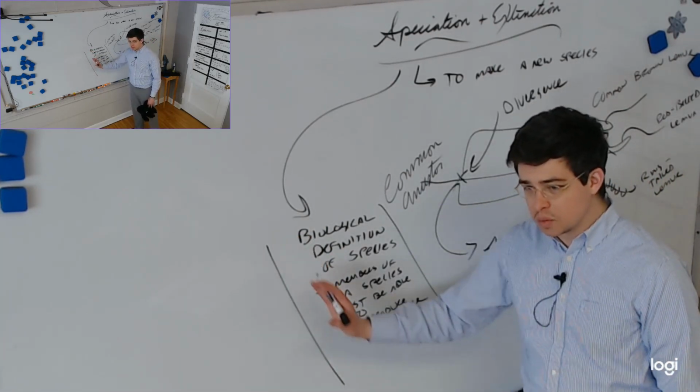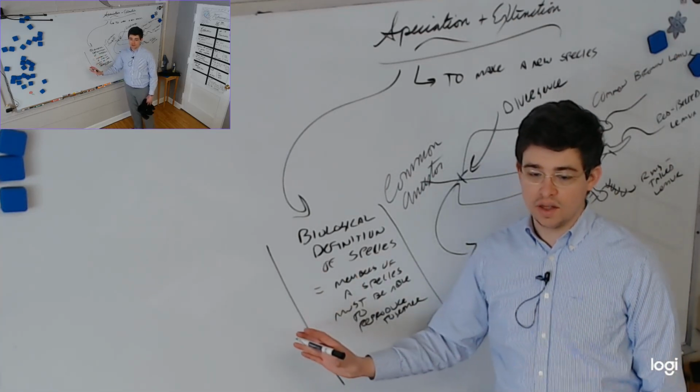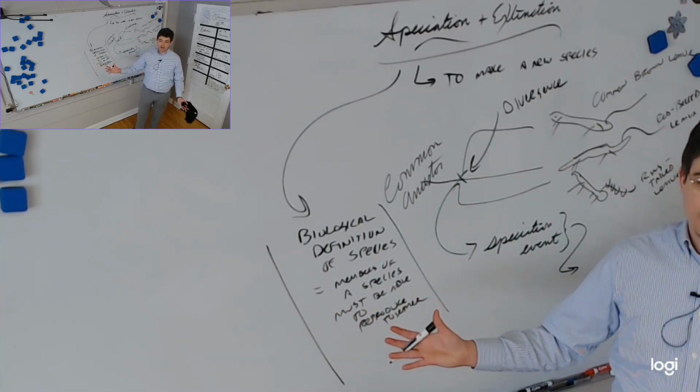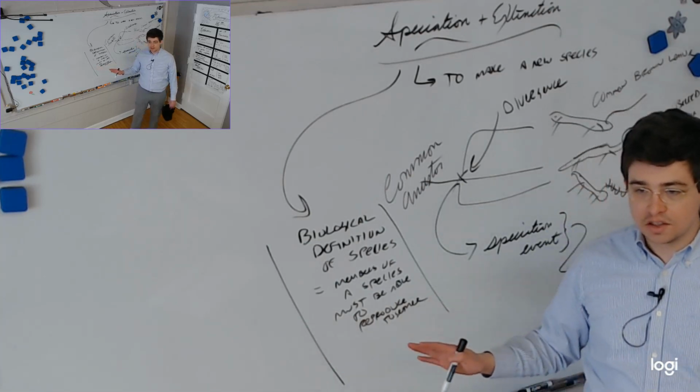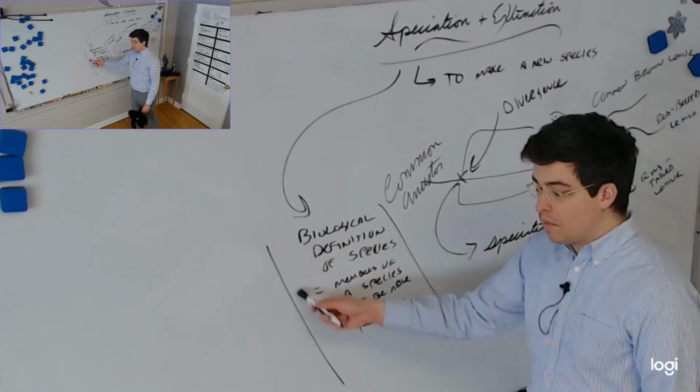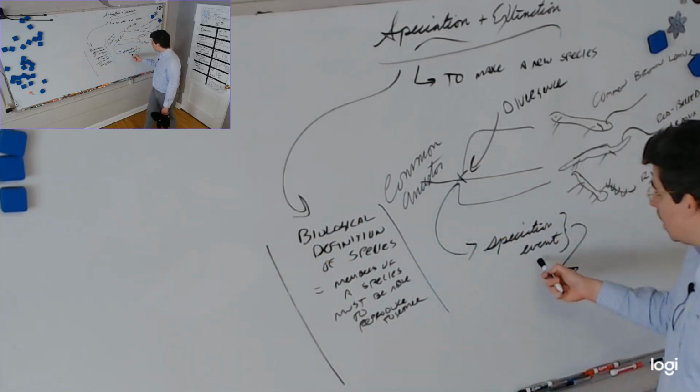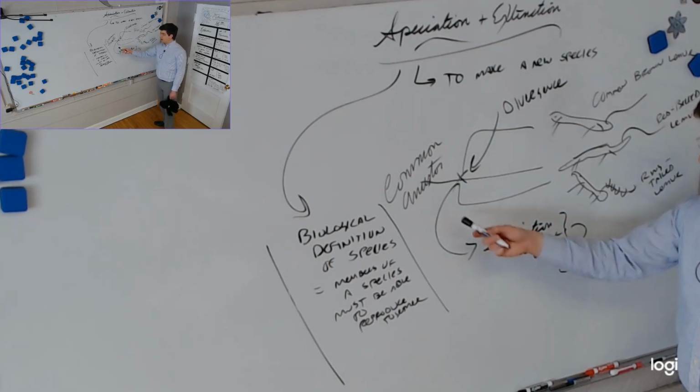So usually this works well. It works better than the morphological definition, which is where if they look the same, they are the same. This one works better than that, but it's not as good as the genetic definition. So this tells us that what event must cause a speciation?